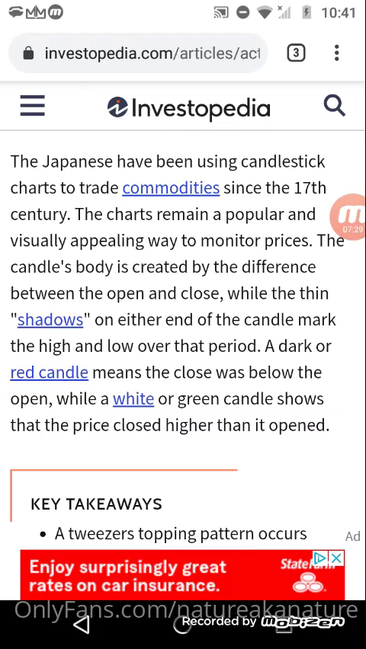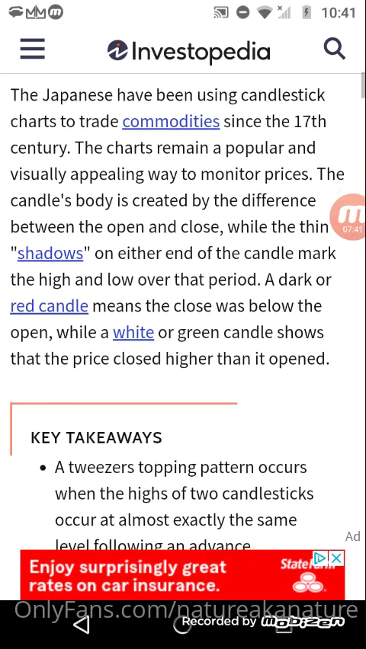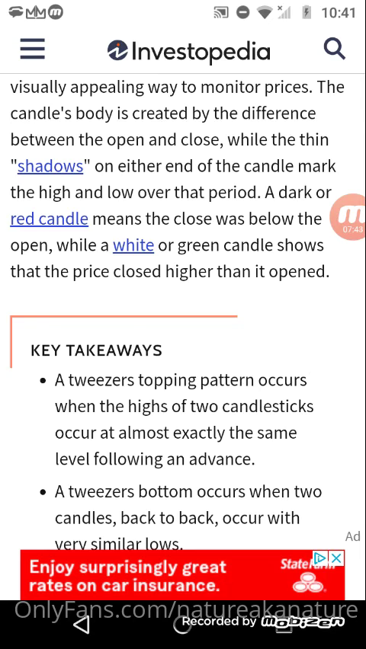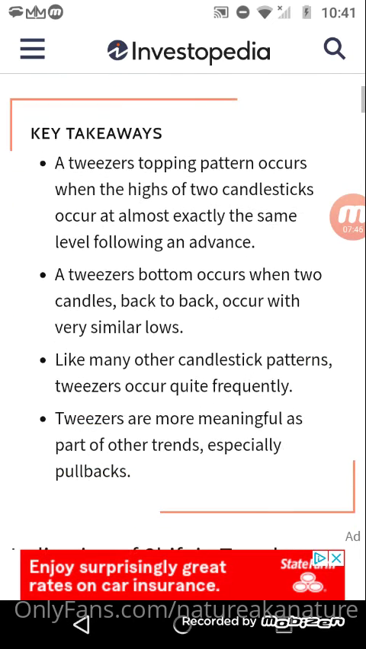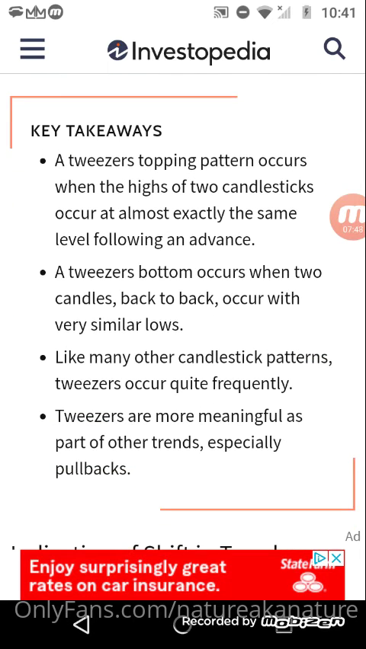Tweezer tops and bottoms are patterns that indicate a trend direction. However, a broader context is usually needed to confirm the signal, since tweezers can occur frequently. A topping pattern occurs when the highs of two candlesticks occur at almost exactly the same level following an advance. A bottom pattern occurs when the lows of two candlesticks occur at almost exactly the same level following a decline.